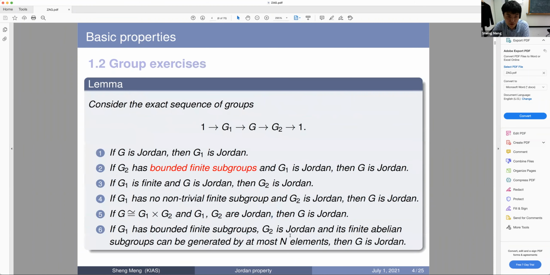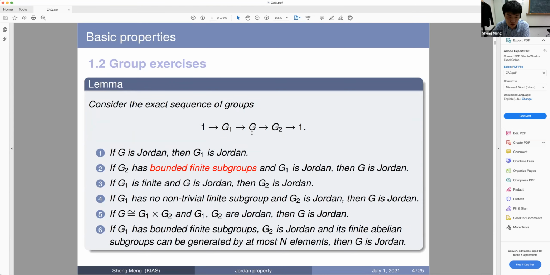Before we talk about our question, I will mention some very fundamental group exercises which will be frequently used later, and they're simple. Given a group G, of course, we want to decompose it into an exact sequence 1 to G1 to G to G2 to 1, and we want to see whether any two of them can imply the third. But in general, it is not true. But there are several properties here.